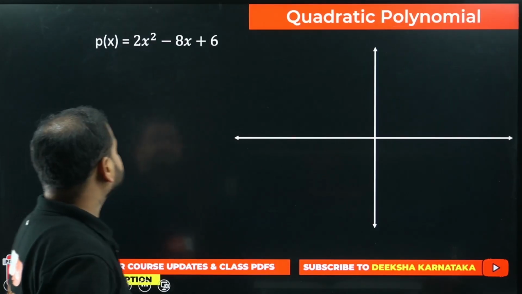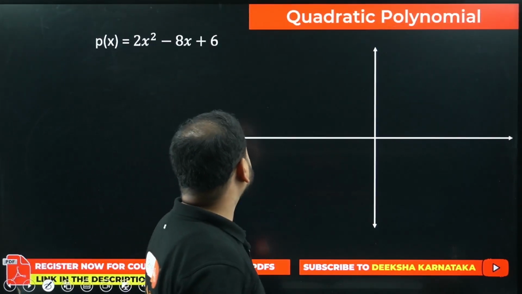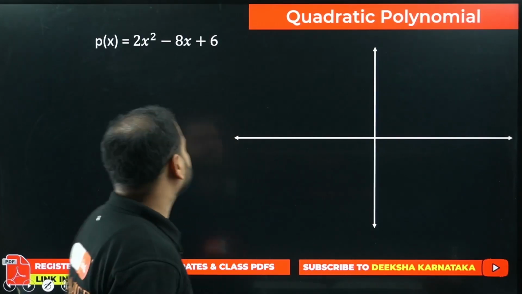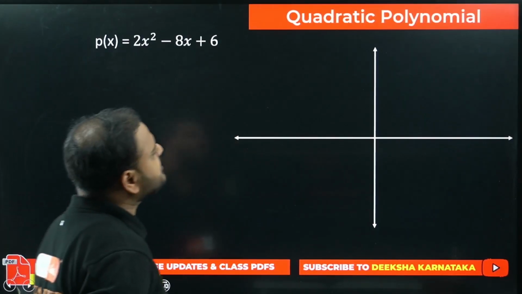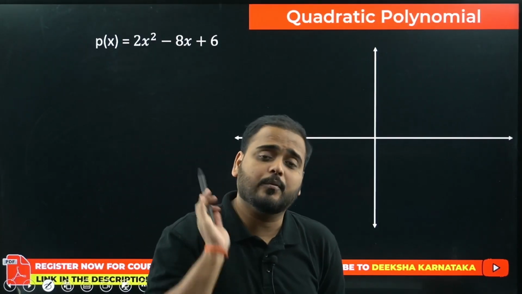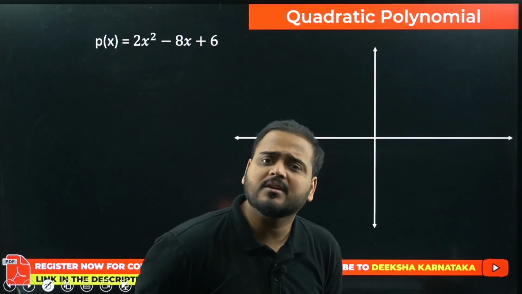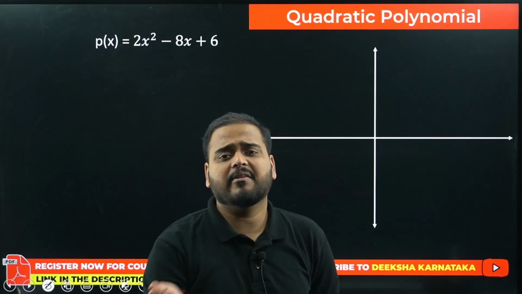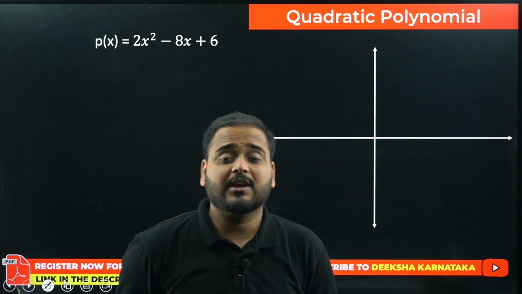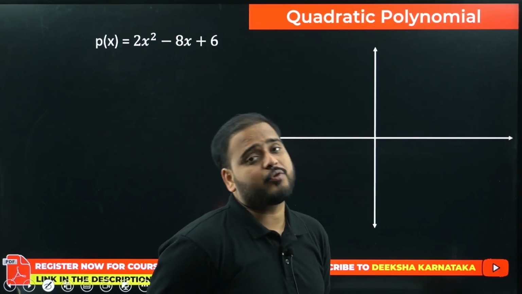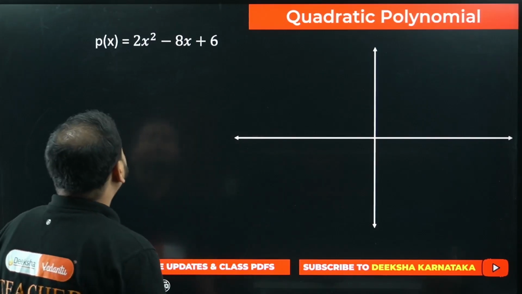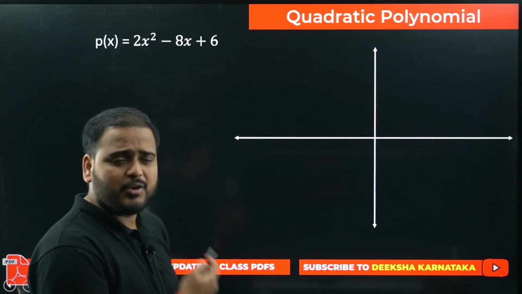Moving on. p(x) equals 2x square minus 8x plus 6. A very good question. How will you plot this? It's a quadratic polynomial. How do we solve any quadratic polynomial? We learnt in grade 8, where we learnt algebra and factorization, that we can factorize it. We can use either identities to factorize it, or the split the middle term method. So let's use that. I can see there's a 2 common, so I can take the 2 common.